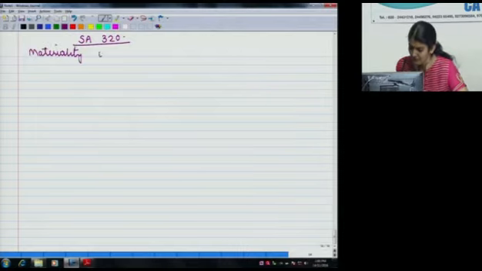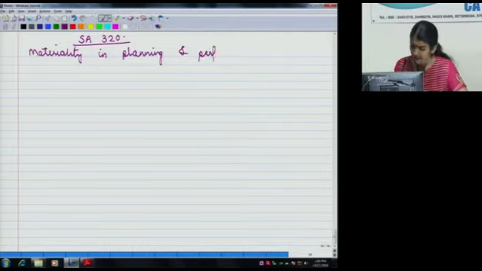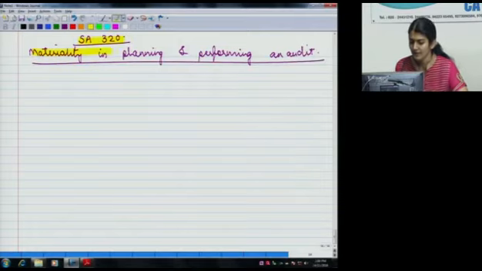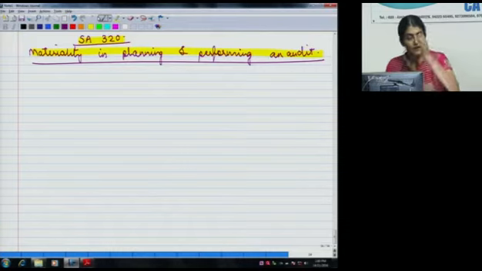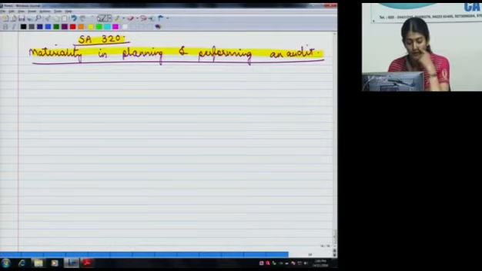SA320, which is on materiality in planning and performing an audit. SA320. Materiality in planning and performing an audit. Right? What is materiality?